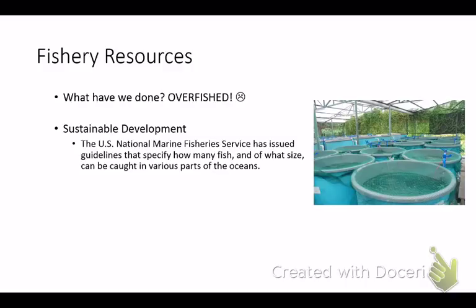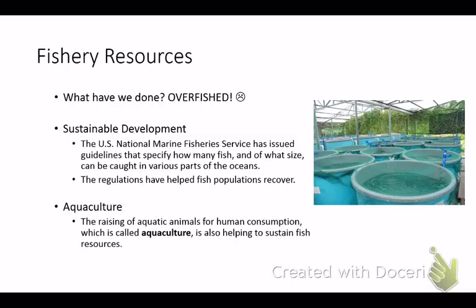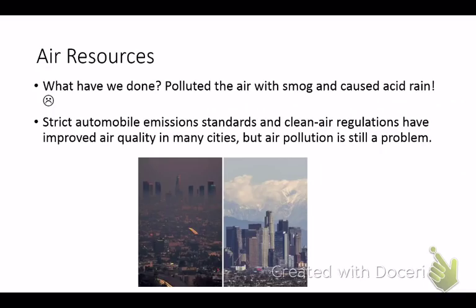But we can use fisheries to help us sustainably grow these fish that we really like to eat without depleting the ocean ecosystems and the biodiversity that lives there. So by creating regulations, we can help fish populations recover as well. So raising them as well as protecting the ocean fish will help us with our overfishing problem.